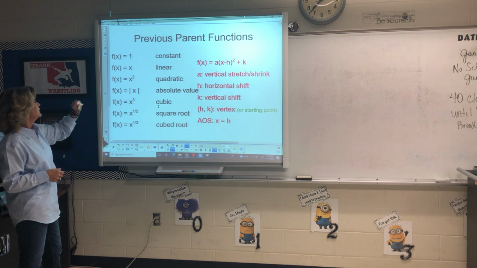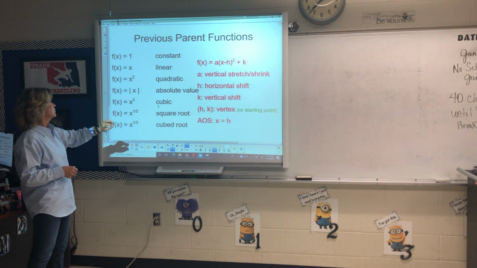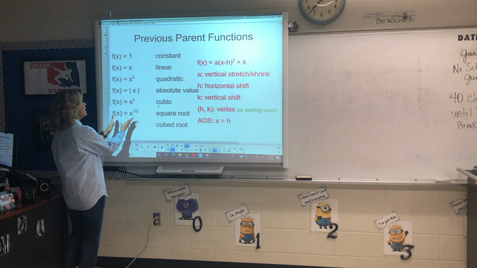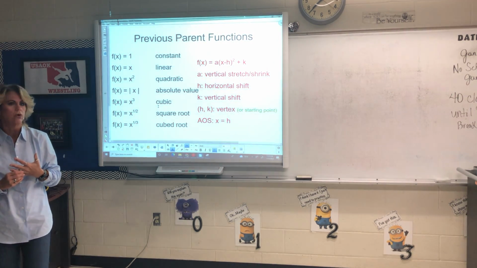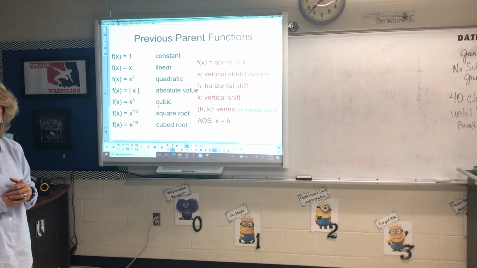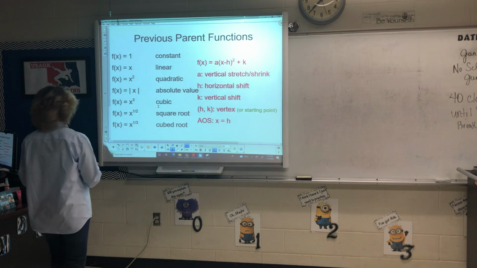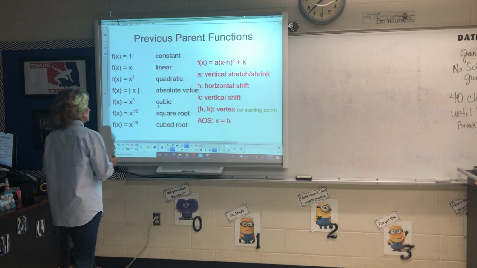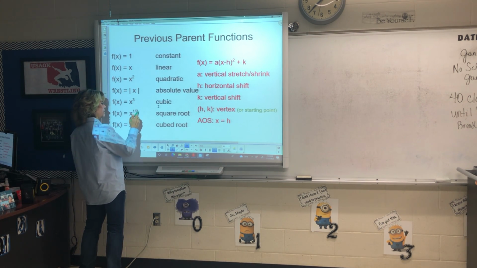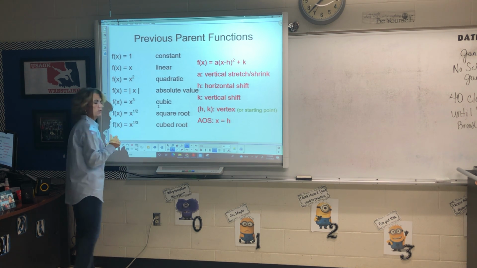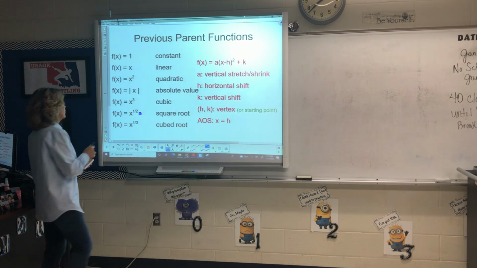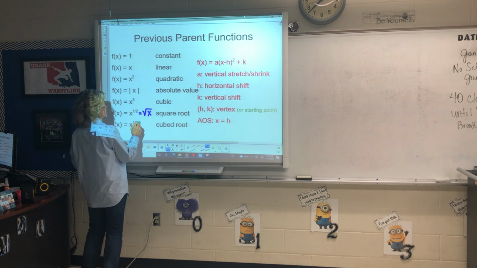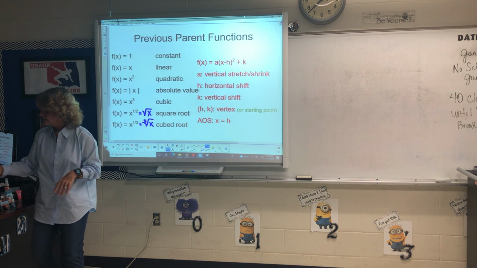We have our constant, our linear, our quadratic, our absolute value, our cubic function. I wrote the square root and the cubed root in fractional or rational exponential form, just because it was easier to put up here like that, okay? When we actually studied it, we had f of x equal the square root of x, and the cubed root of x. I just wrote it like that because it was easier for me.